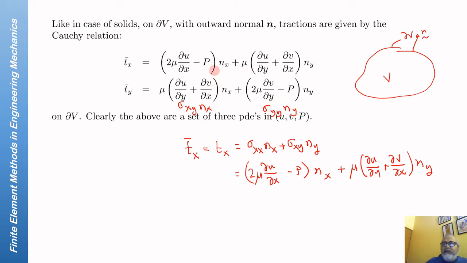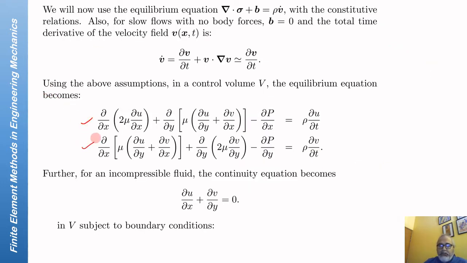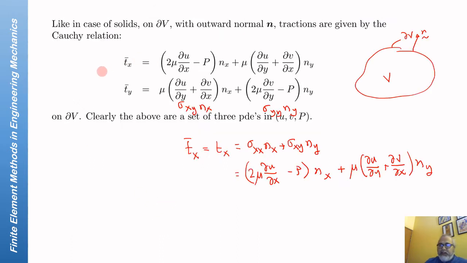So what we have now is a set of three PDEs, the three PDEs being two equilibrium equations and one continuity equation, and then these boundary conditions. And the three field variables are u, v, and p: velocities at every point and the pressure. Of course, we can have parts of the boundary where the velocities are specified. We are not considering that. That is actually an easy thing to consider over and above what we have shown here. Please remember that we are assuming that the whole of del V is subjected to boundary conditions of the traction type.